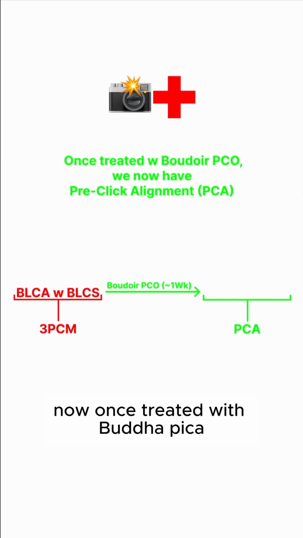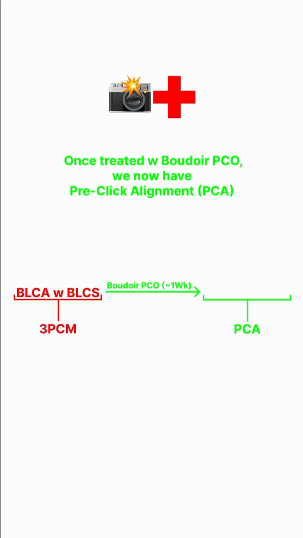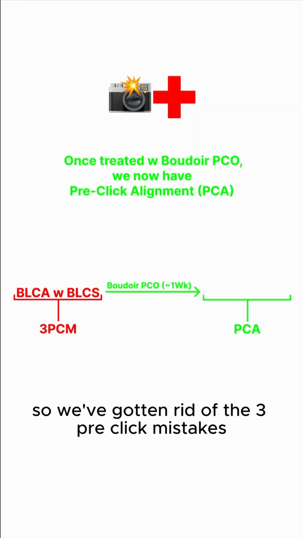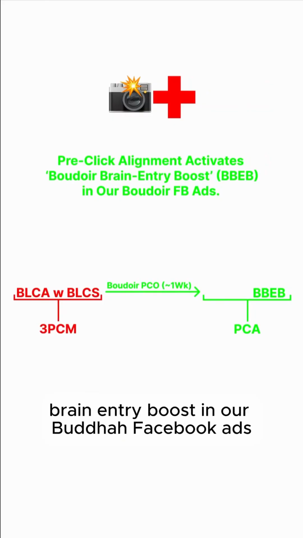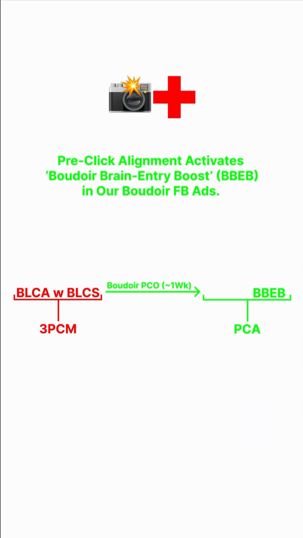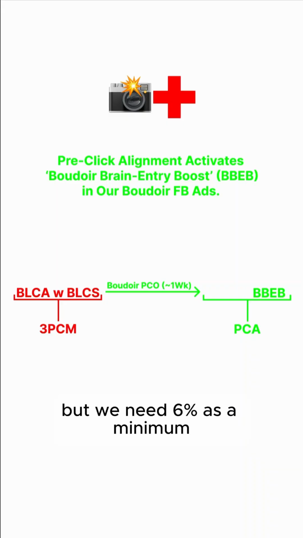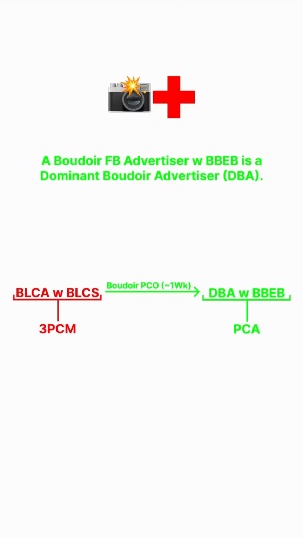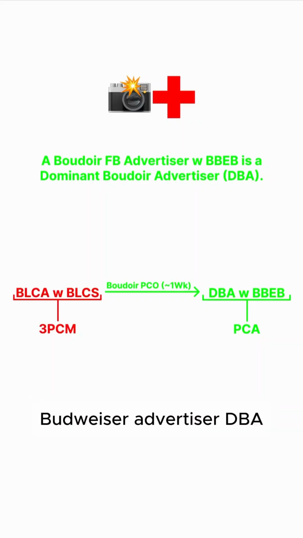Now, once treated with Boudoir Pico, we now have pre-click alignment, PCA. So we've gotten rid of the 3 pre-click mistakes. We now have pre-click alignment, and pre-click alignment activates Boudoir brain entry boost in our Boudoir Facebook ads. Basically, we got our unique CTR all above 6%. That's where we need to be, that's literally the minimum. 6% is the minimum. We can get higher than that, but we need 6% as a minimum. And a Boudoir Facebook advertiser with Boudoir brain entry boost is a dominant Boudoir advertiser, DBA.